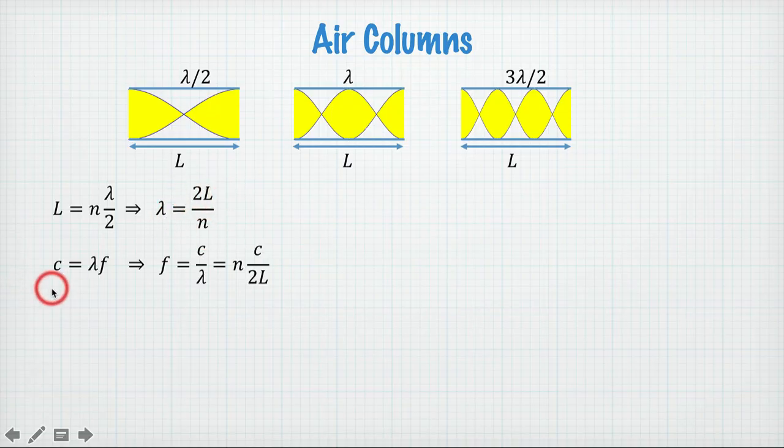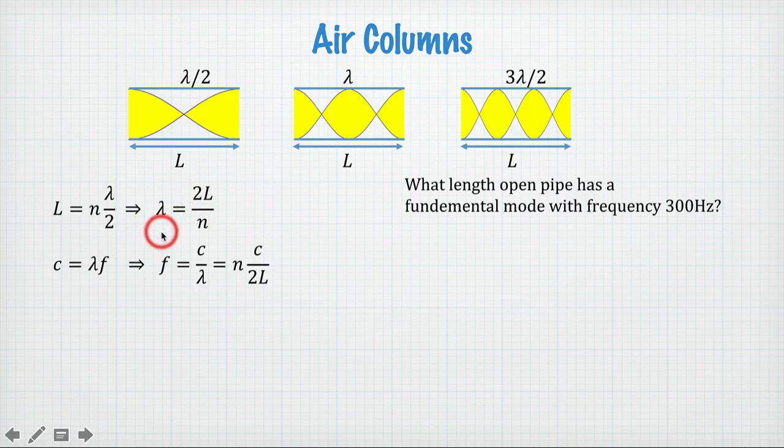To find the frequencies of these modes, we use that the speed of the wave is lambda f, so the frequency must be equal to n times c on 2L, just substituting in the known value here for the wavelength. Now we can use this to calculate something. So for example, if we have an open pipe like this one, and we have the fundamental mode, that's n equal to 1, what length must the pipe have to have a frequency of that fundamental mode of 300 Hz?